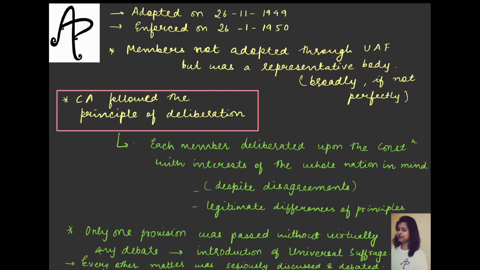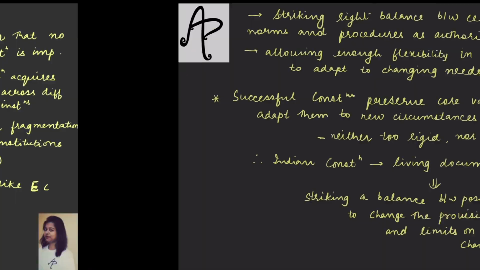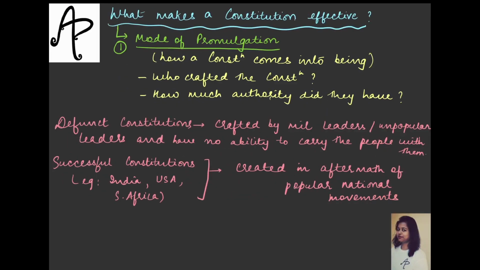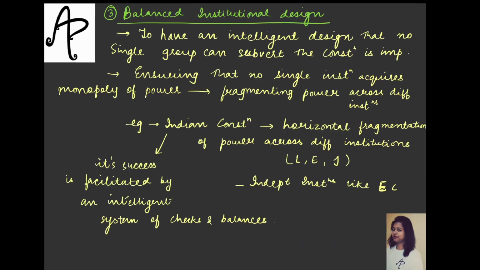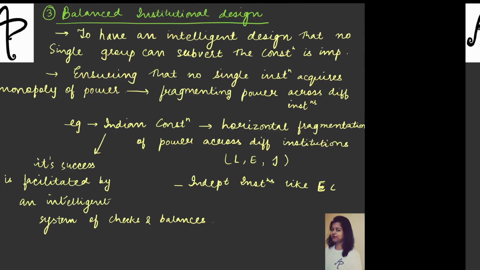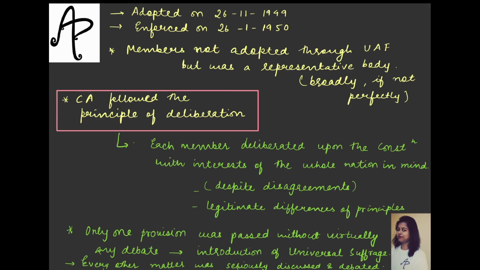Now let us understand those 3 parameters, those 3 questions, ठीक है, which we have to see: the mode of promulgation, then substantive provisions, and the balanced institutional design. That is, is the Indian Constitution justifying all of these 3 pointers or not? ठीक है, so the first point will be on the mode of promulgation, which means how was it made, how was the process done?